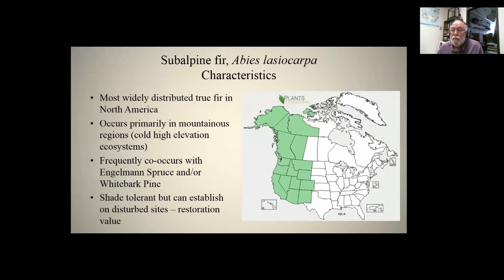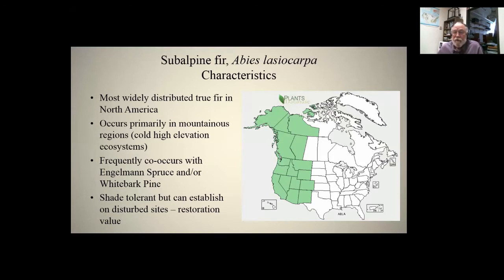So okay, subalpine fir. It's the most widely distributed true fir in North America. It has a huge range, unlike Fraser fir, and I'm fairly familiar with Fraser fir from working with Fred back east. Subalpine fir occurs primarily in mountainous regions here in the West. To me, it is the mountains.